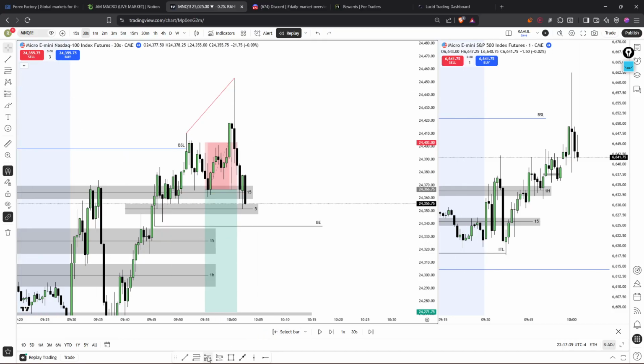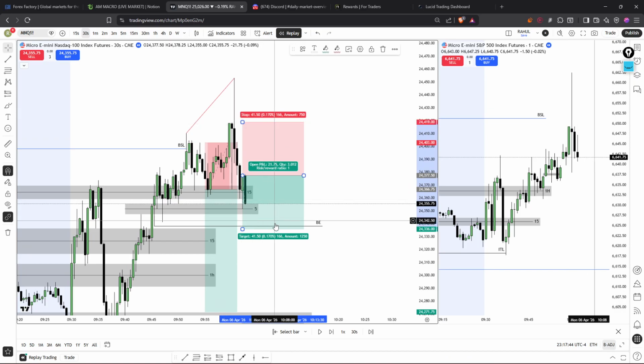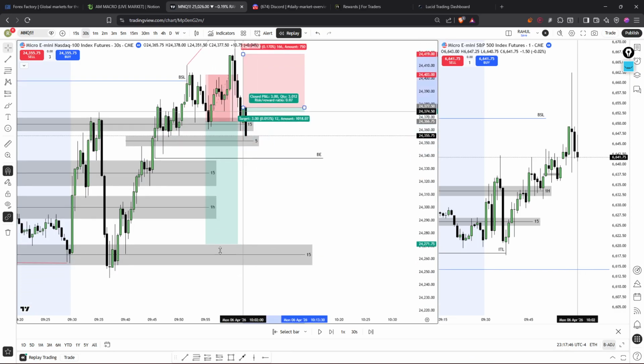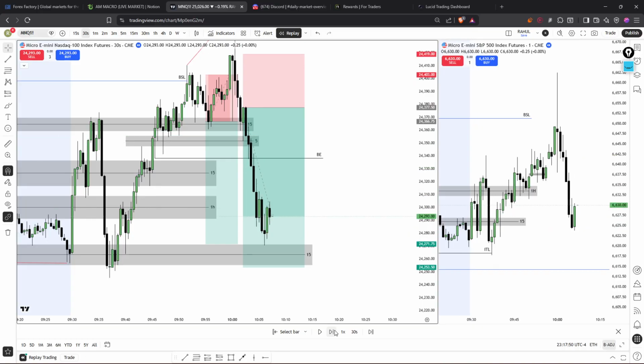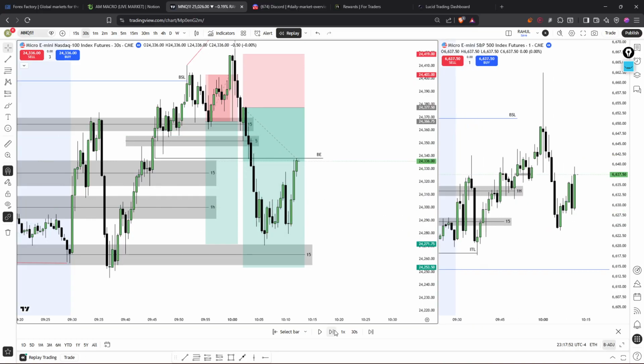Take my entry there. Change in state of delivery, take my entry here. Stop loss at this high, target this low. Then nicely we could have hit this target. This is more than a solid setup.